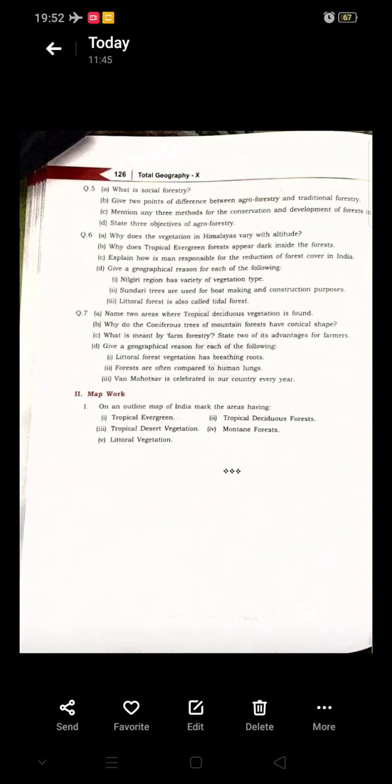Okay, our next question, give 2 points of difference between the agroforestry and the traditional forestry. Now, agroforestry and traditional forestry. So for agroforestry, we know that it is focused on the ecosystem. It is a sustainable form of forestry where we are trying to increase the biodiversity.